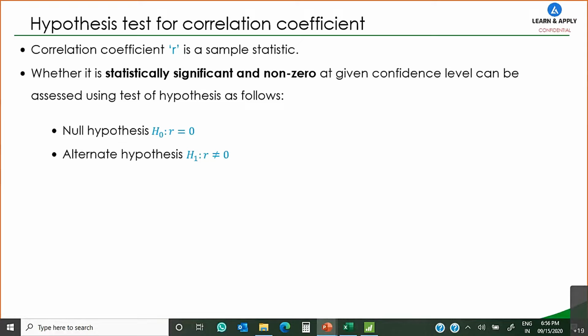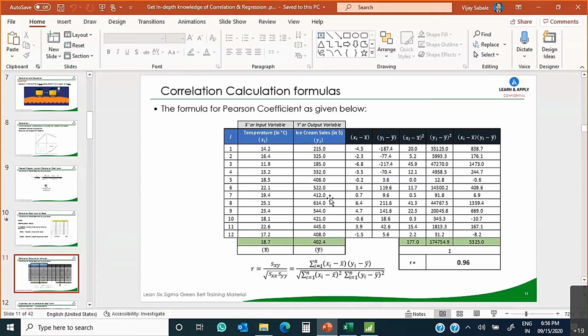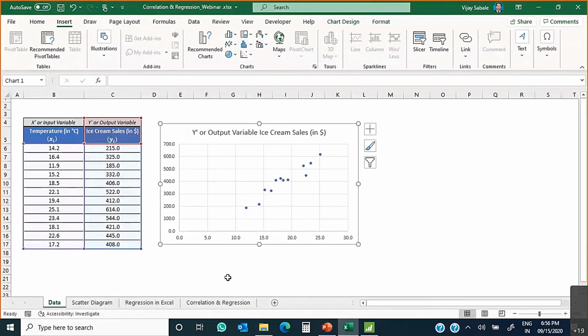Sir, one minute, sir. Yes, Shivanand. Sir, this is 0.96. We have got the value. Is there any minimum value to get before executing the chart? Okay. So if the value is more than, let's say 50%, more than 0.5.